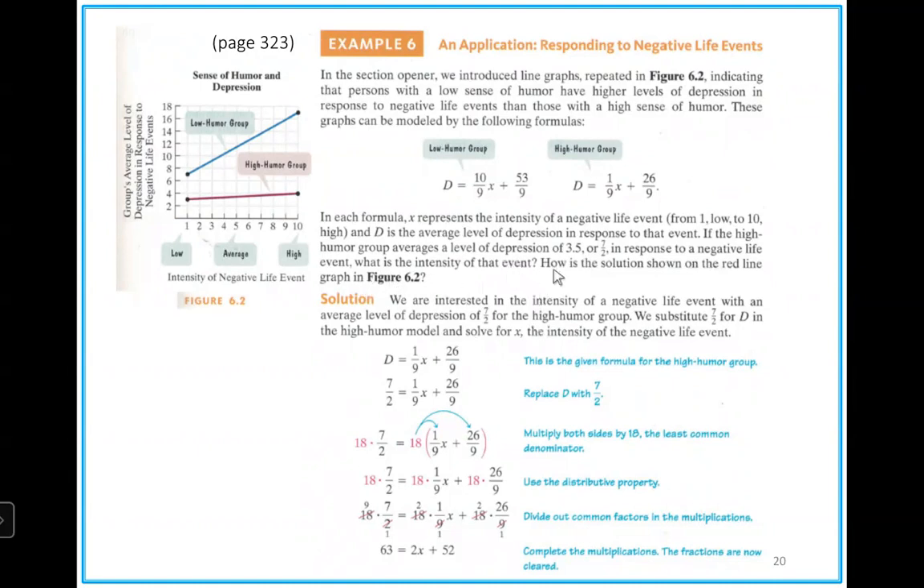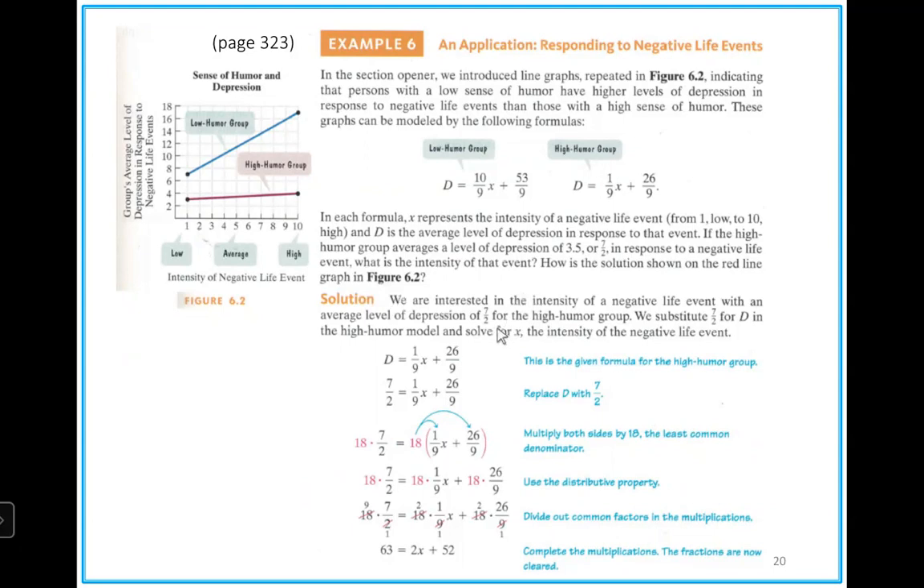All right, so the question asks, again, let me read here. If the high humor group, that's the one in red, has an average level of depression of 3.5, or 7 over 2, in response, of course, 3.5 in fraction form is 7 over 2, so it's the same thing, in response to a negative life event, what is the intensity of that event? How is the solution shown in the red line?